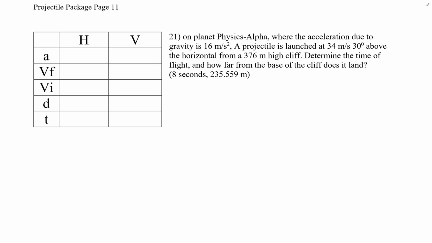Okay, so we have a cliff that's 376 meters in height. And from the top of the cliff, we're launching a projectile. The speed that we're launching it at is 34 meters per second, and the direction is 30 degrees above the horizontal. So we start from the horizontal and go up 30 degrees. That is the speed that we're launching it at.